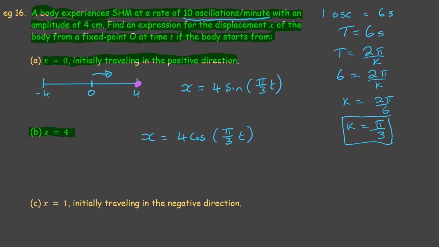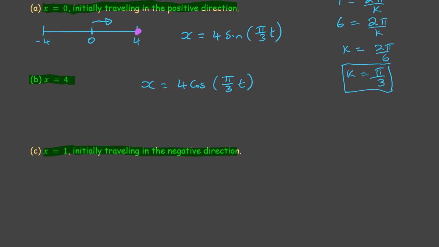Now the third one's a bit more difficult. x equals 1, initially travelling in the negative direction. So let's think about that situation. We're travelling along this line here, going from negative 4 to 4, and here's our mean point, but our particle is starting here at 1, and not only that, but it's going that way. So we're going to need to think about that one.